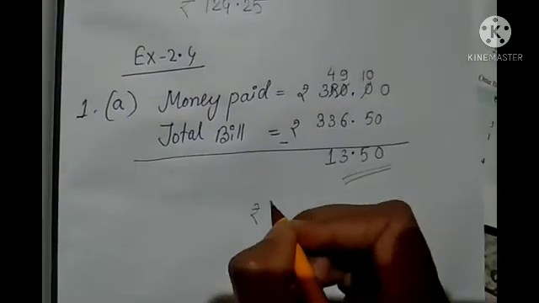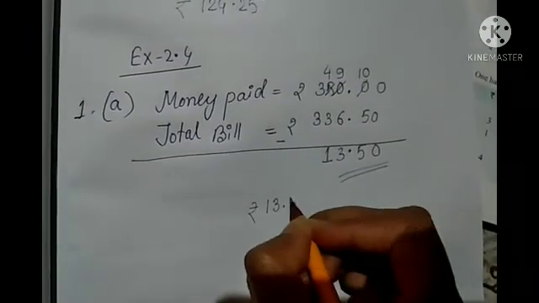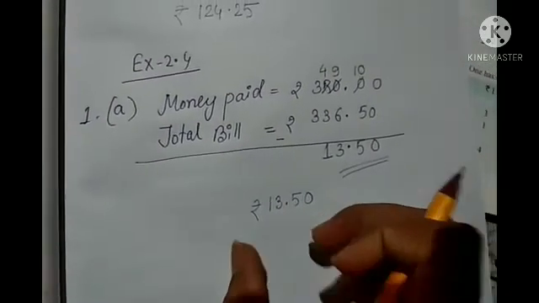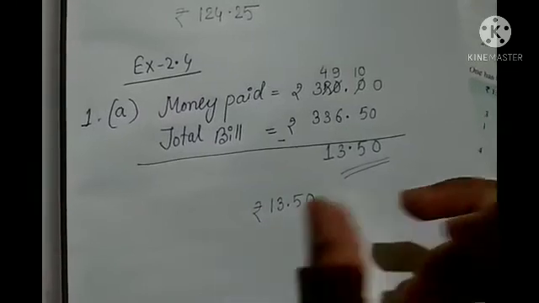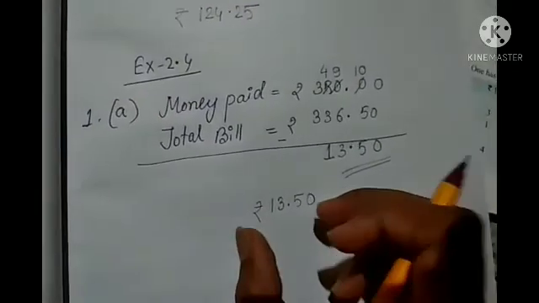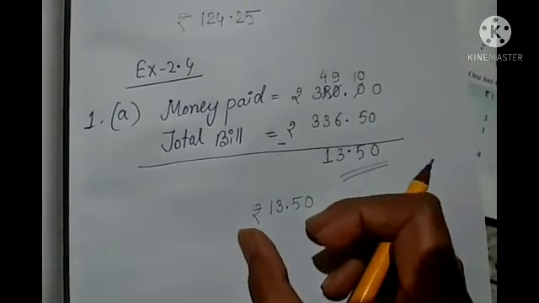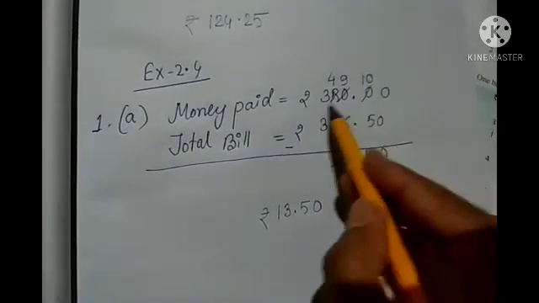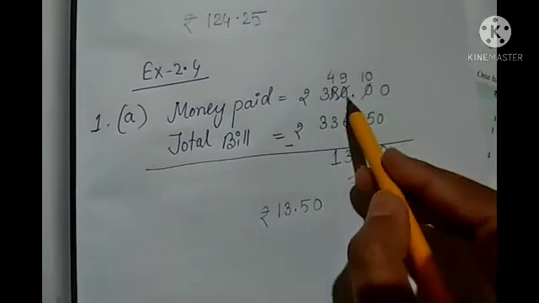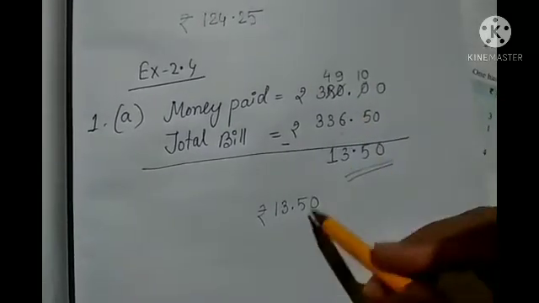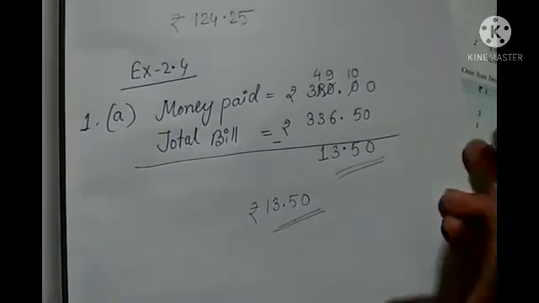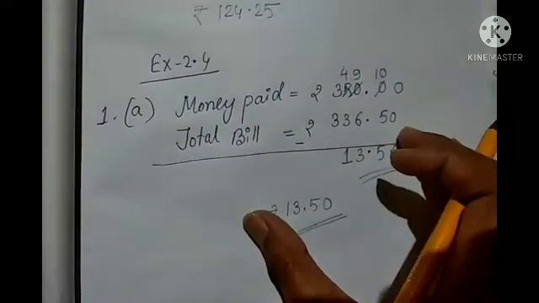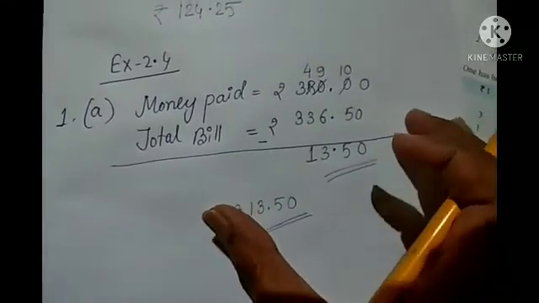So rupees 13.50. So this much amount will be received as change. Okay, because 350 rupees was given, paid. And total bill was this much. So this much money will be received as change. I think you understood, students, how we have to do it, right?